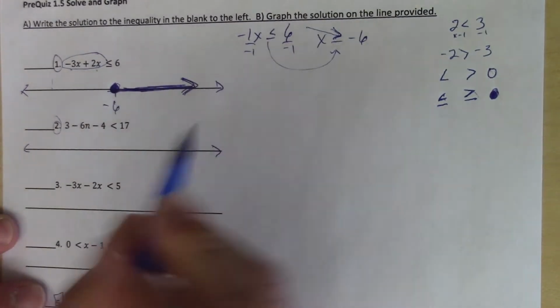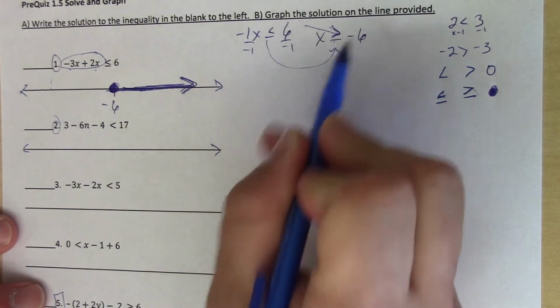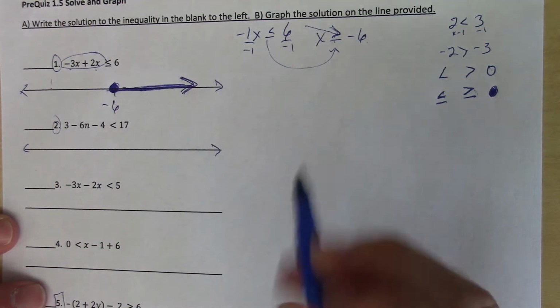Again, my shading goes to the right because that's the direction of the arrow. Think of numbers that are greater than negative 6. It would be to the right, okay?